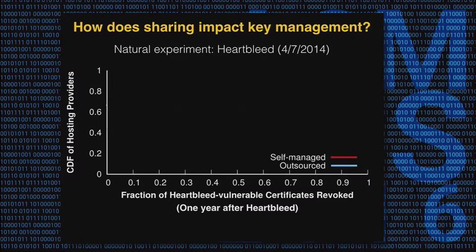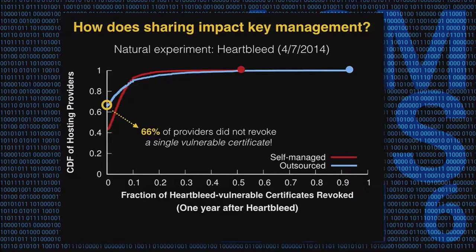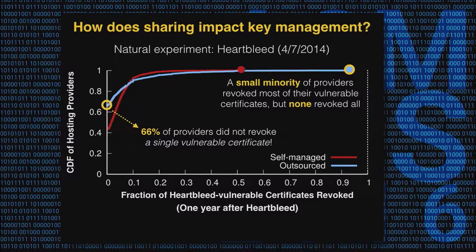So to illustrate that, what we did is expanded the time range here out to one full year after Heartbleed, and we looked at what fraction of vulnerable certificates each hosting provider had revoked by this point. Now ideally, we would see a vertical line this time at x equals 1, which means that all hosting providers revoked all of their certificates. But rather surprisingly, we find that even 1 year after Heartbleed occurred, a majority, 66% of all the hosting providers we observed that were managing the certificates for their customers, did not revoke a single certificate. And in the tail at the top right of the plot here, we can see that a small minority of third-party providers revoked most of the certificates, but none of them revoked all of them.